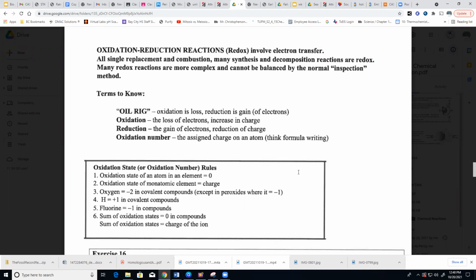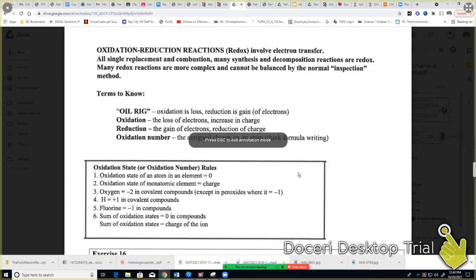All right, so we're looking at oxidation reduction, and they involve electron transport. All single replacement reactions and combustion reactions are redox, and then some of the other types can be redox sometimes. And really the only way you know if it's redox is to assign oxidation numbers and then see if they change from reactants to products. And they're a little bit different to balance, and that's what we'll do. I don't know if we'll get to it today or tomorrow. So these are some terms to remember.